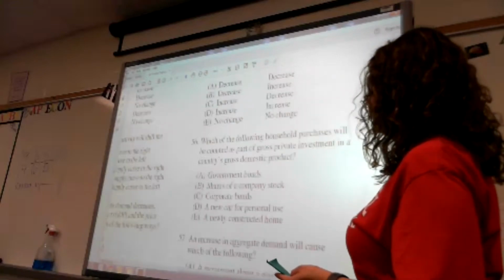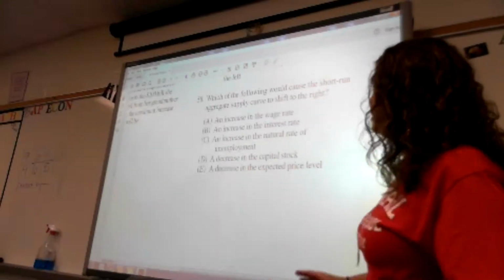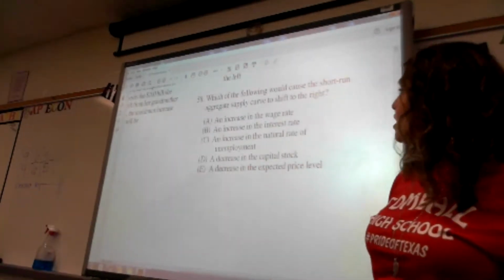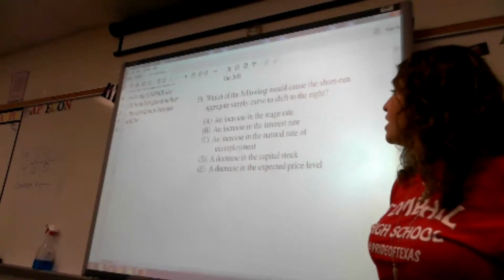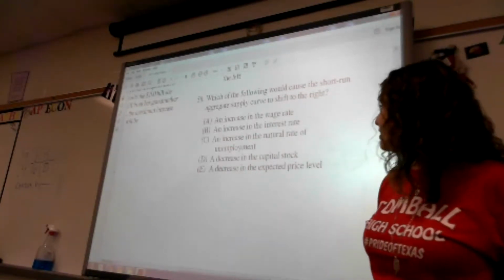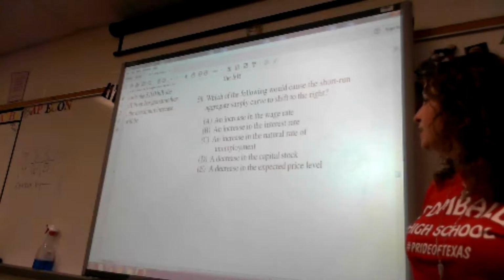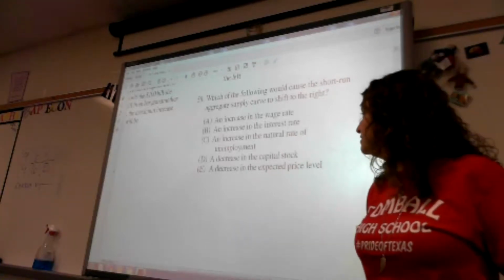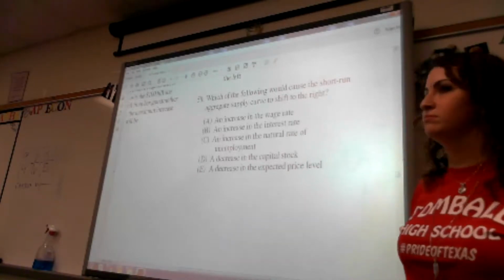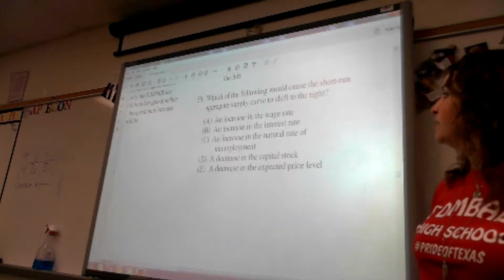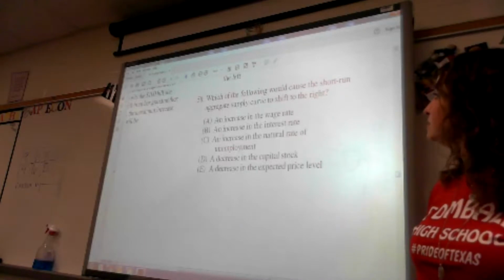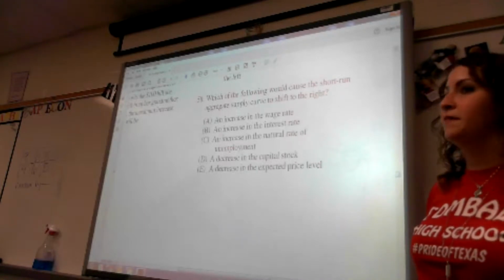58. Oh, God. 58. Which one would cause a short run aggregate supply curve to shift to the right? An increase in the wage rate, an increase in the interest rate, an increase in the natural rate of unemployment, a decrease in capital stock, a decrease in the expected price level. Aggregate supply curve shift to the right. Oh. No, wait, no, that's not right. That doesn't make you mad.